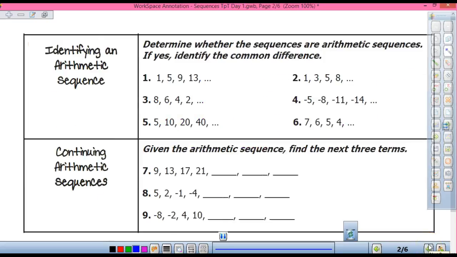All right, so we have to say if it is an arithmetic sequence or not. And if it is, we're going to say what the common difference is. Okay, so number one, is there a common difference? There is. What is it? So we're going to go yes, and D equals 4, because we're adding 4 every single time. How about number two? No. Why no? Yeah, because they add 2 and then they add 2, and then what happens? They add 3. So that doesn't have a common difference, so we're going to say no.